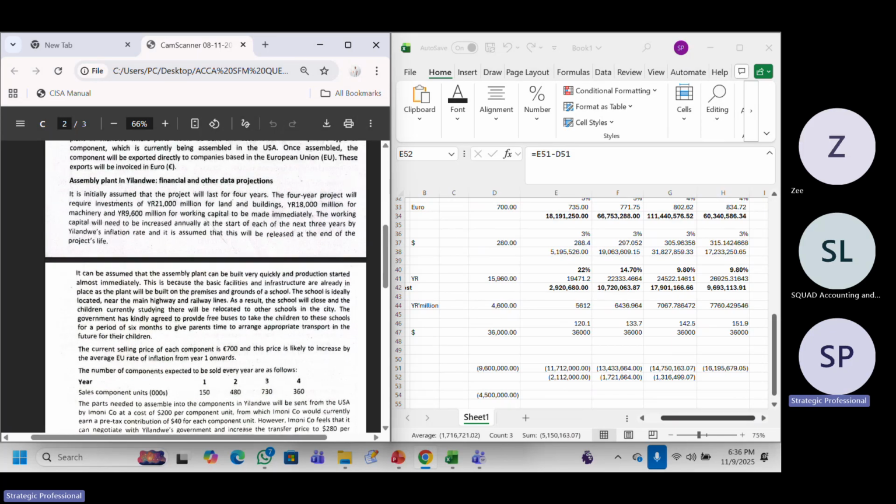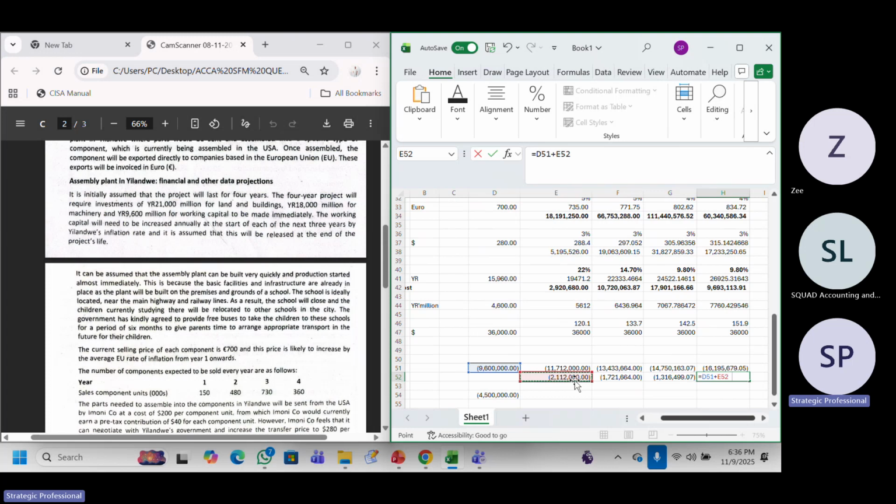They said by Yilande inflation, and it's assumed that this will be released at the end of the project life. So it means that at the end of year four, this 96 that I gave in year zero plus this first year addition plus this second year addition plus this addition, I'm going to recoup it here.